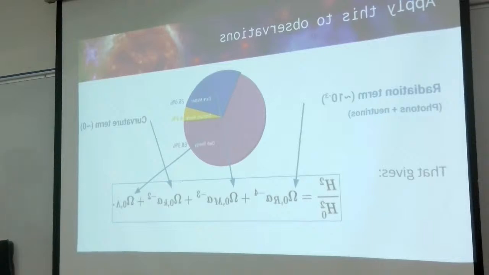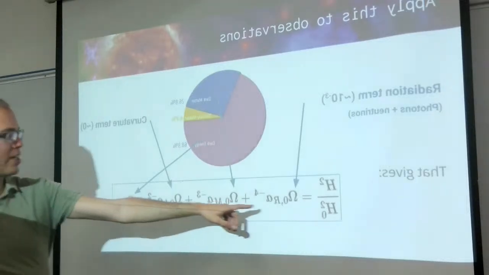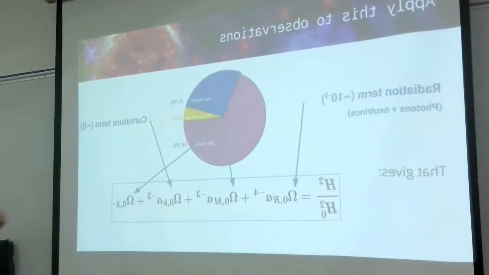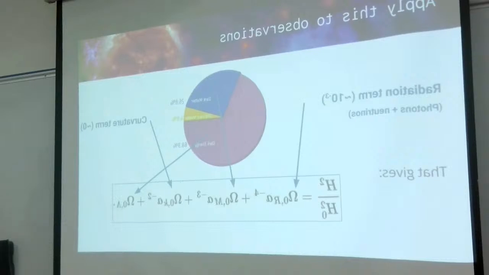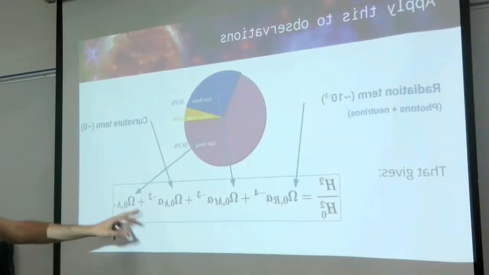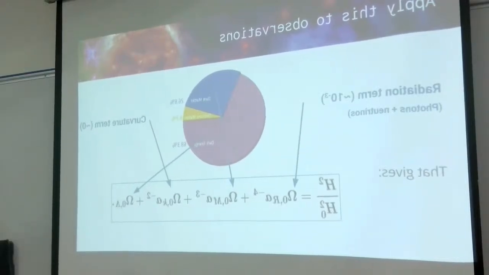Okay, and so relating this to the chart from before, these are the different components. We have dark matter, this one, and radiation, this one. Radiation is very small, it's only 10 to the minus 3. You can usually ignore it completely unless you're doing very early universe physics. Curvature is almost 0, and then there's lambda, which is the dominant term.